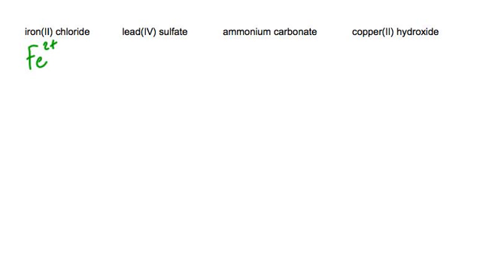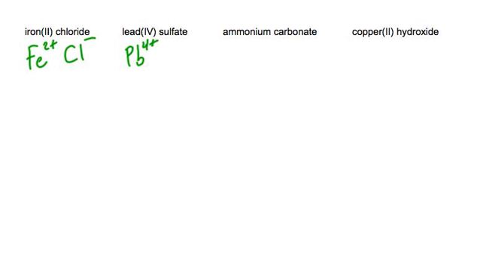Now chloride, we have to treat the same way. It's chlorine, so it's Cl^-1. We have to look at the table and figure that out. All right, next we have lead, and it says lead(IV) sulfate. So we have Pb^4+.